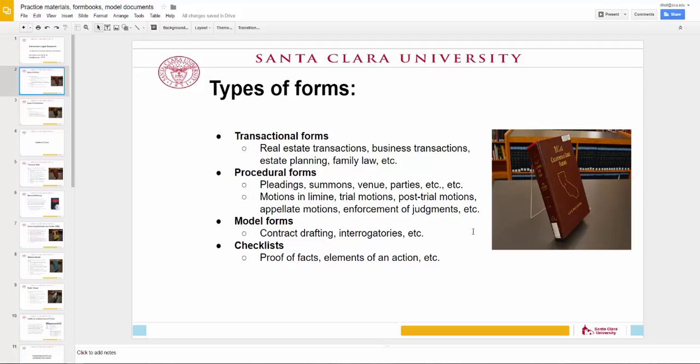Model forms are going to be the ones that we're going to be diving into most extensively for this topic, and those include contract drafting tools, model interrogatories, model agreements, and so forth. That is followed by checklists. You may have seen some examples of checklists already. There's AMJUR Proof of Facts. Some of you submitted that as a secondary source for some assignments. That is a checklist. It will list elements of an action or the steps that are required in a particular legal proceeding.